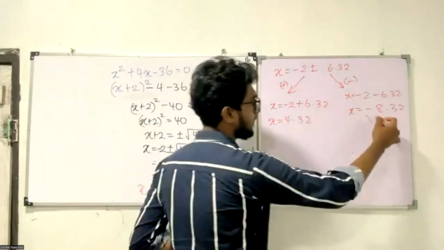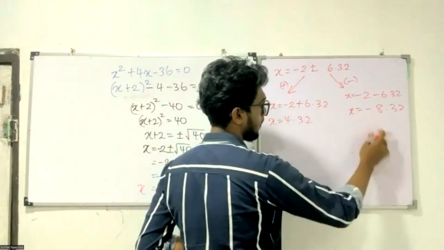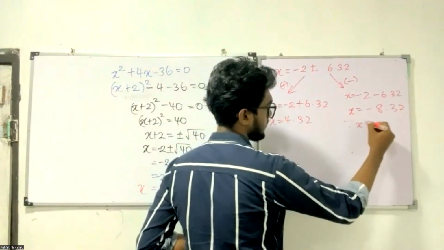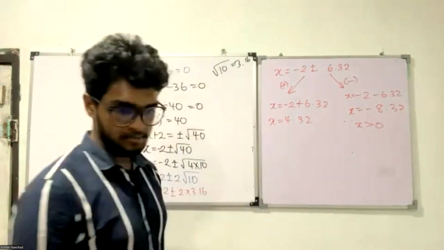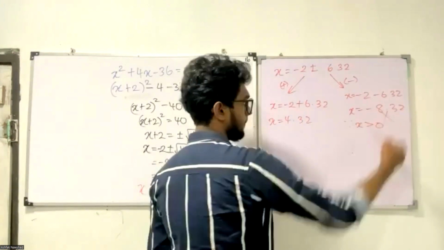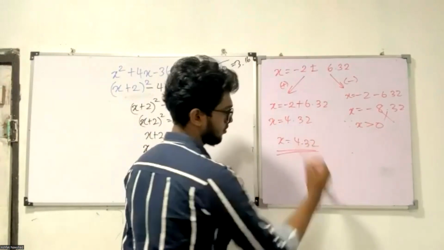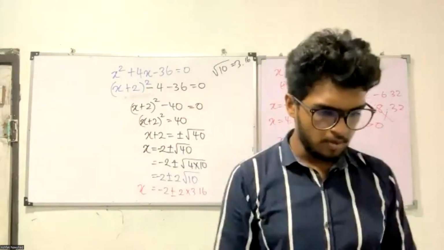So a length cannot be negative. So we can say this is false because x is positive. If you write a length cannot be negative, that's sufficient. This is wrong. So the side length is 4.32. That's it. We have found x.